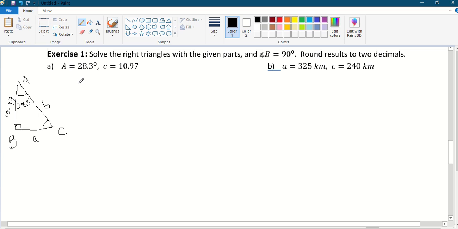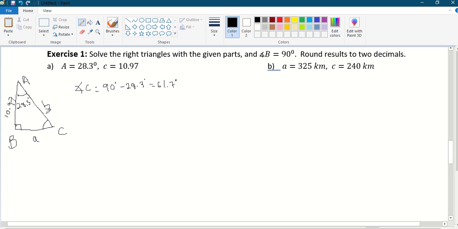The easiest here to find is angle C because we know 2 angles. Angle C will be 180 subtract 90 subtract 28.3, or we will remember that because one angle is 90, the other 2 acute angles add up to 90 degrees. So I'll say angle C equals 90 subtract 28.3, and all of these are in degrees. We will get 61.7 degrees. So this right here is 61.7 degrees, and that is angle C. Now remaining is to find a and b.